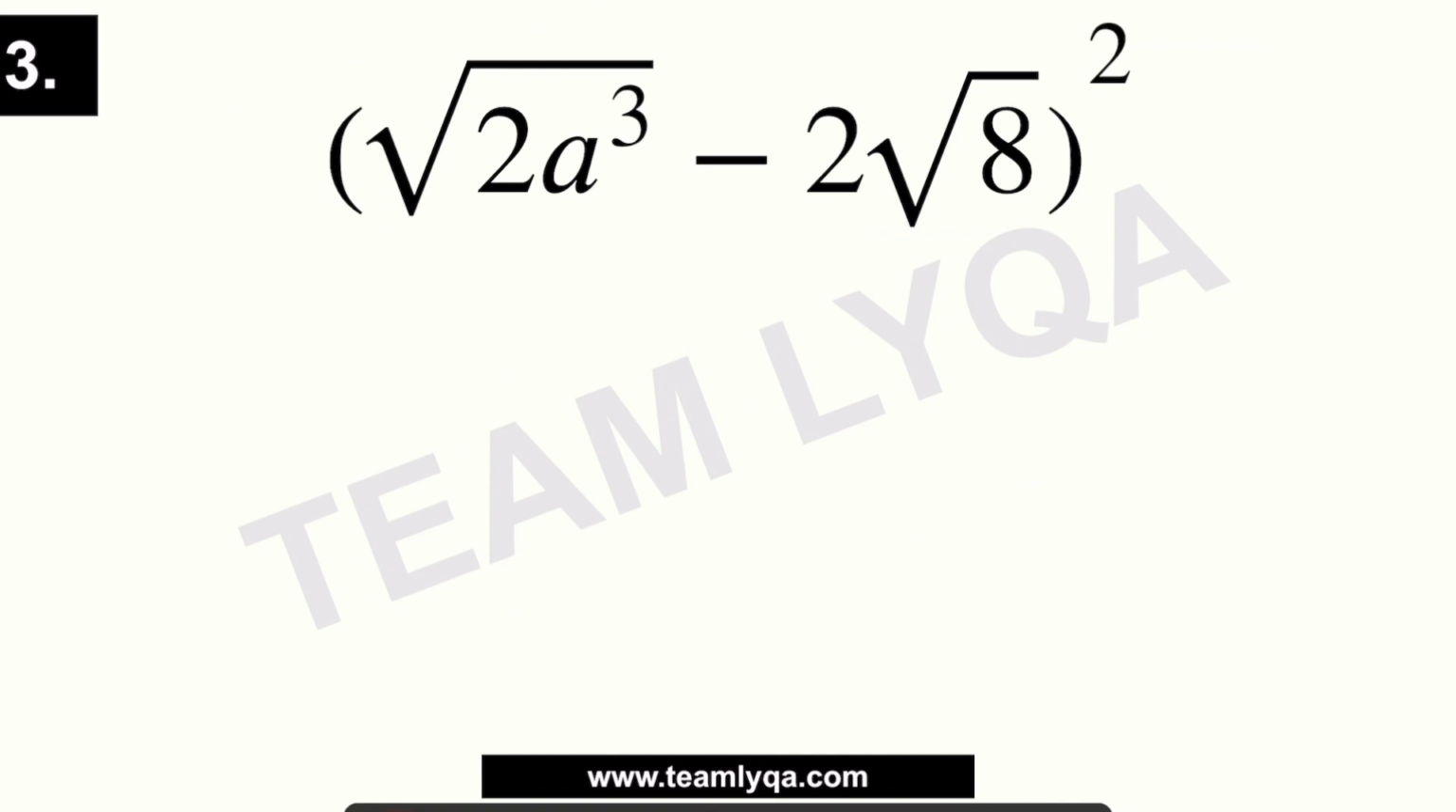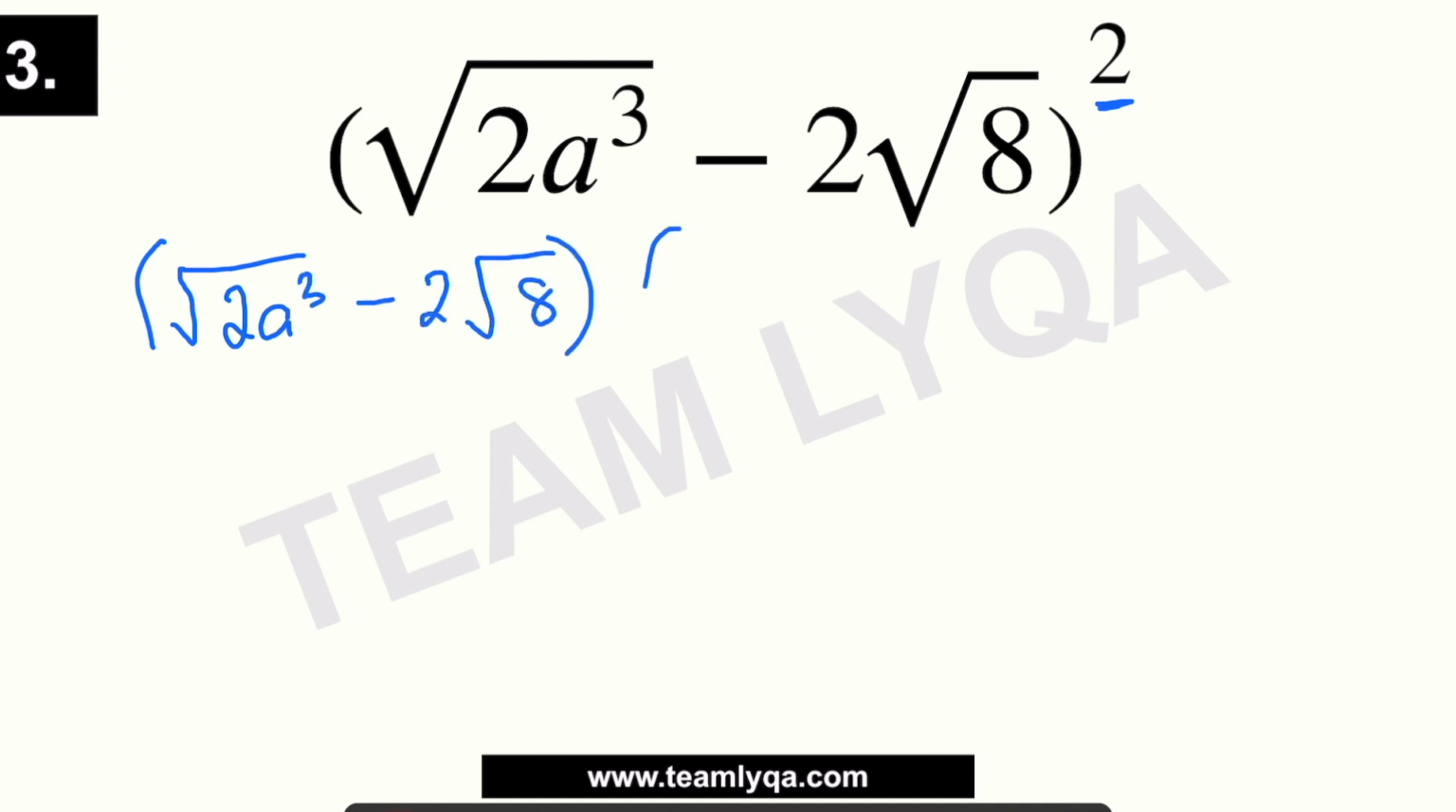Okay? Next, you have this. Okay, squared siya. Ano ibig sabihin ng squared? Ibig sabihin, i-multiply ko siya sa sarili niya. So, actually, i-rewrite ko ito. This will be quantity 2, square root of 2a cubed minus 2 square root of 8 times another square root of 2a cubed minus 2 square root of 8. Okay? Tapos ngayon, ifo-foil natin sila.